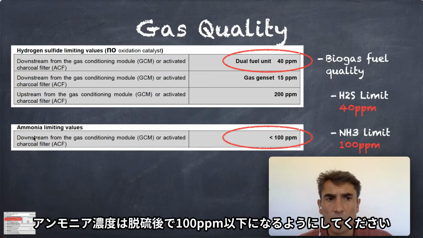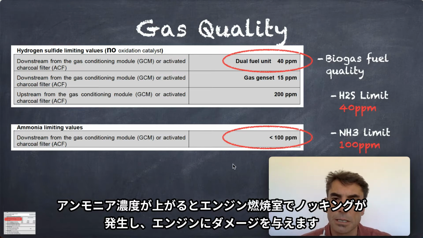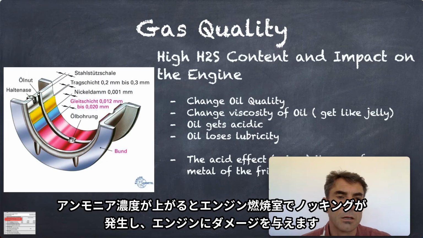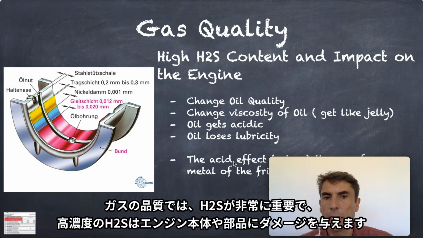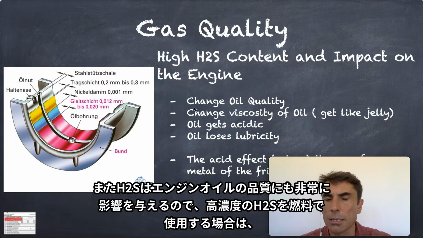The ammonia downstream limit is 100 ppm, so we should have lower than 100 ppm. Ammonia can cause knocking in the combustion, and knocking can cause damage to the engine. The quality of the gas, especially the H2S sulfur content, can have a very bad impact on the engine or on parts of the engine. In case we have a high H2S sulfur content, it's very important to change the oil. The H2S content has a big impact on the engine oil quality.